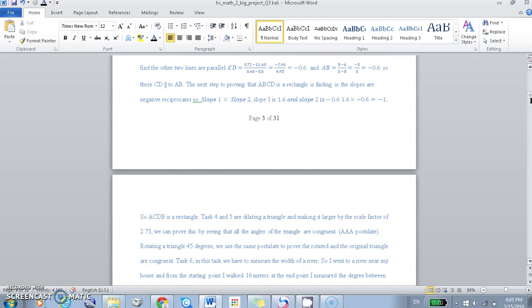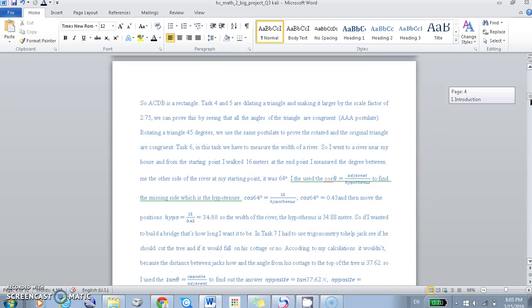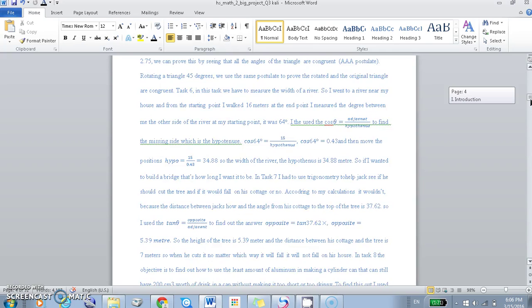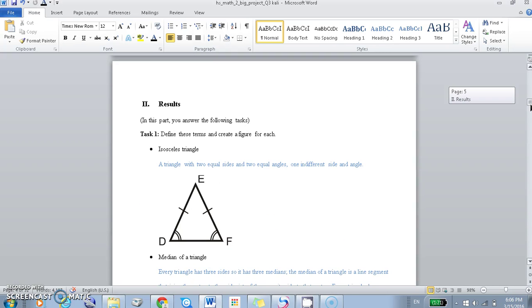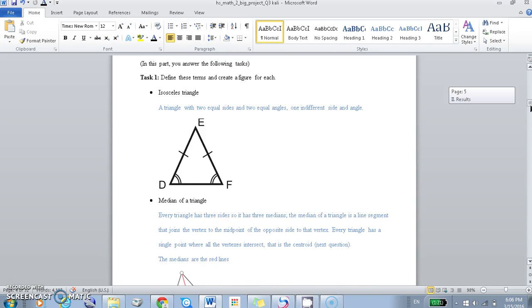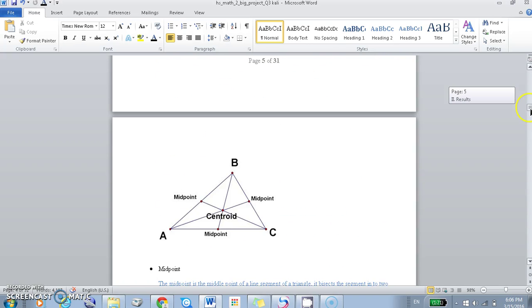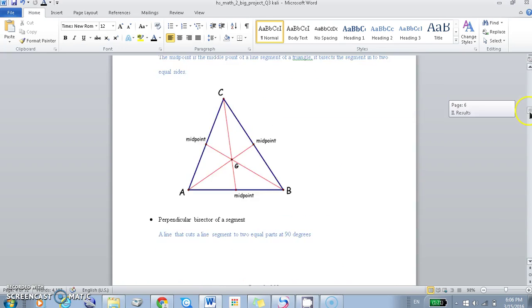Basically, the method is I just wrote about what I did in each task. So task 1 is defining: isosceles triangle, medians of a triangle, centroid, which I kind of talked about earlier.